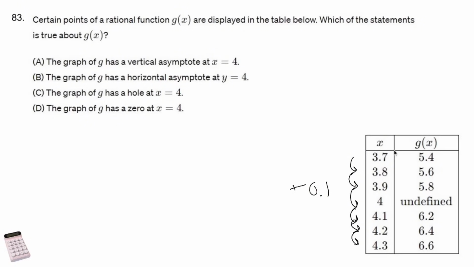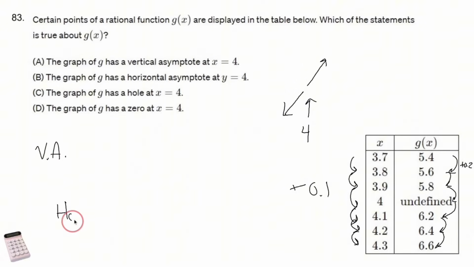Okay. This goes up by 0.2 every single time, except for right there where it's undefined. Now, what that tells me is you have some type of graph that goes up 2 over 1, and then all of a sudden it blanks out at 4. Now, if something is undefined, you're looking at two options. Option number 1 is a vertical asymptote, and option number 2 is a hole.